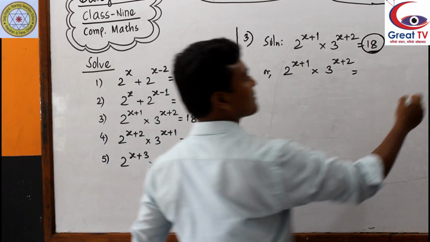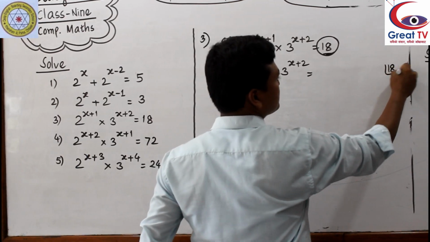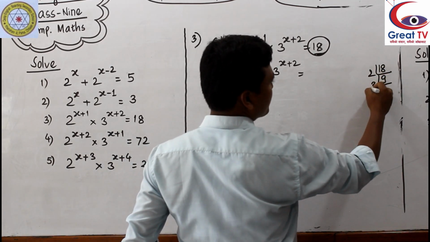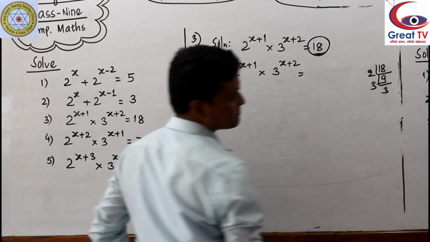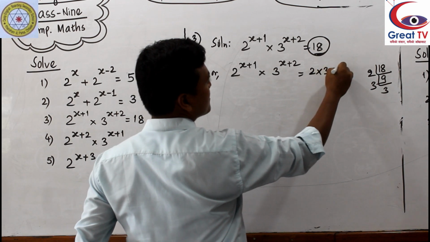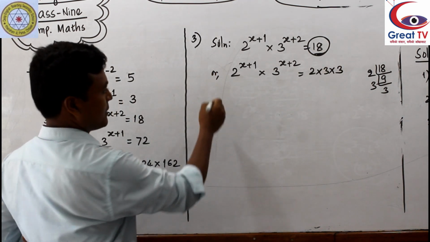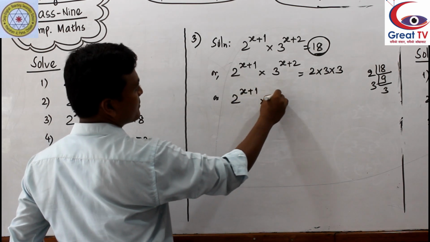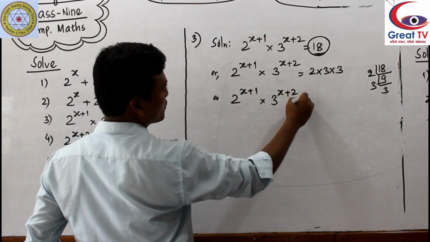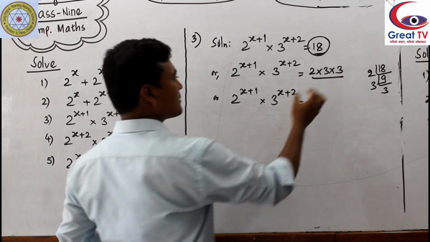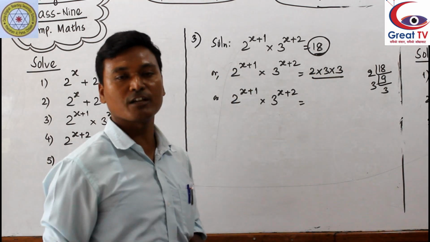18. Just do the prime factors of 18. 2 9s are 18, then 3 3s are 9. The prime factors of 18 are 2 times 3 times 3. So 2 to the power x plus 1 times 3 to the power x plus 2 equals. Then after finding prime factors, I write the factors in exponent form.